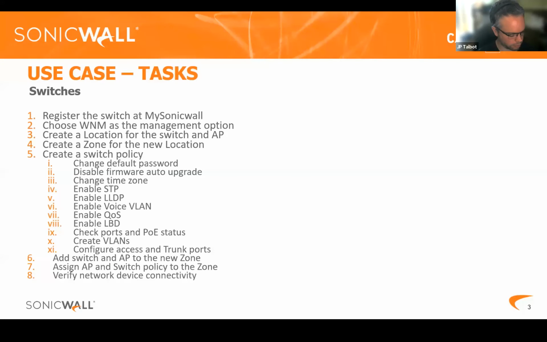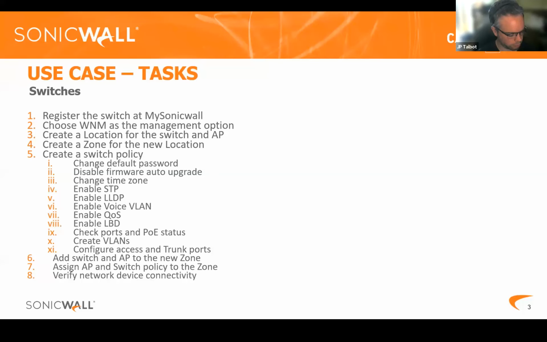This is a list of tasks that must be completed for the lab. Register the switch at MySonicWall. We are going to choose WNM, or Wireless Network Management console, as the management option. We will create a new location for the switch and the access point. Under this location, we will create a new zone. Next, we will create a switch policy. This policy is the one that will contain the configuration for the switch. And these are the modifications we will do.